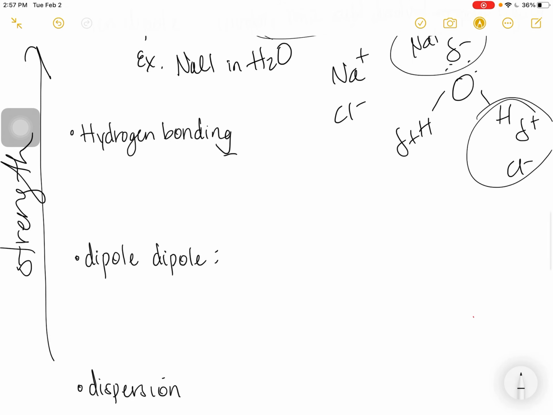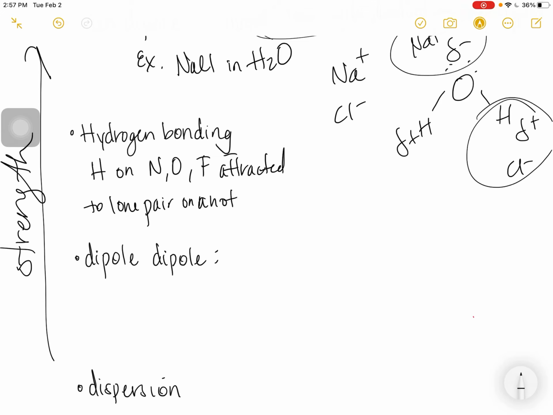The second strongest is hydrogen bonding, and this is an H on an N, O, or an F that's attracted to the lone pair on another N, O, or F. A common misconception is that a lot of students think hydrogen bonding just has to have a hydrogen. Not true. It has to be a hydrogen on an N, O, or an F. Like HF, for example, there's a hydrogen bond that exists between the H and the F. And remember, it's designated with 3 dots, and it's kind of silly, but that's how they designate a hydrogen bond.